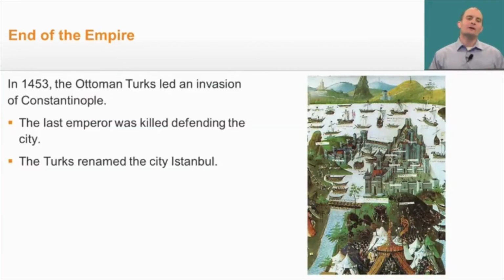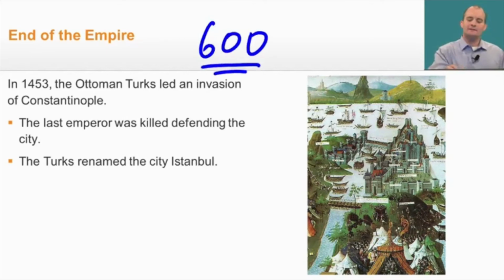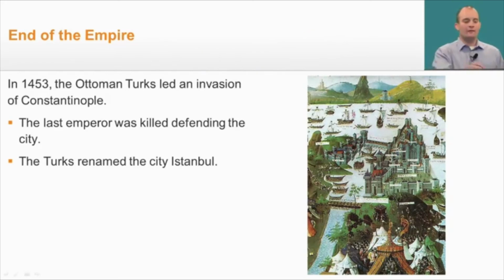Well, for hundreds of years, the city of Constantinople and the Byzantine Empire was able to fend off these invasions from the Arab Muslims. Recall that these invasions began around the year 600 CE, but they weren't able to hold off forever, and in 1453, the Ottoman Turks led an invasion of Constantinople. Now, the last emperor of Constantinople was killed during fighting in the city, and the Turks renamed the city Istanbul. In fact, it's still named Istanbul to this day.